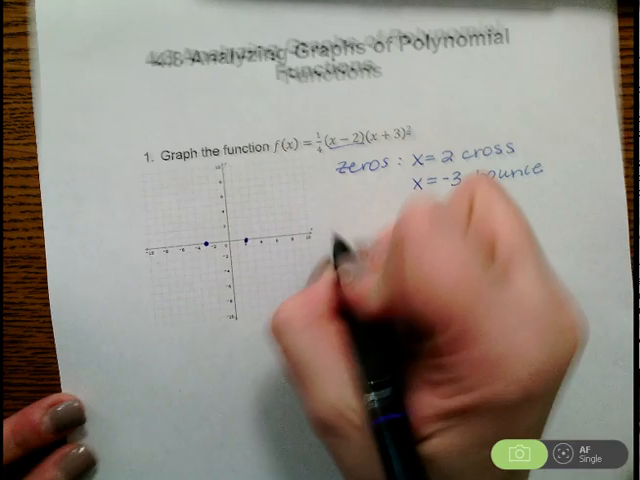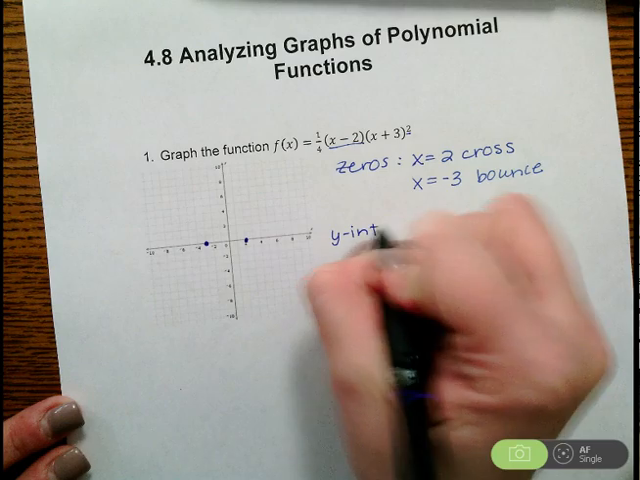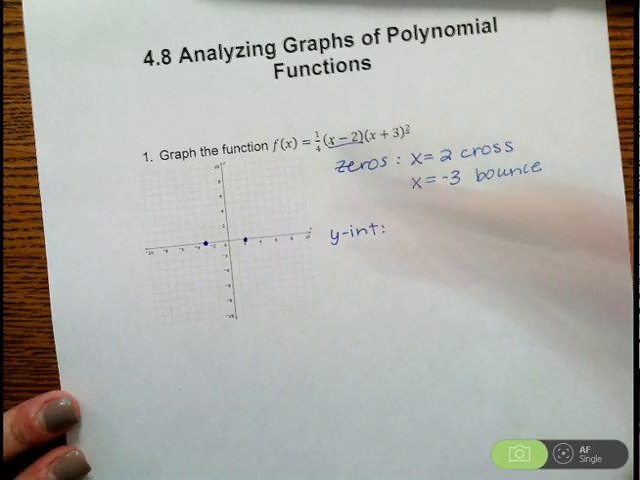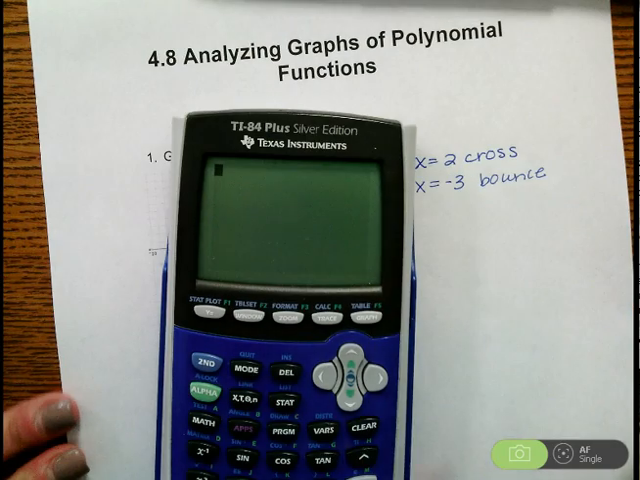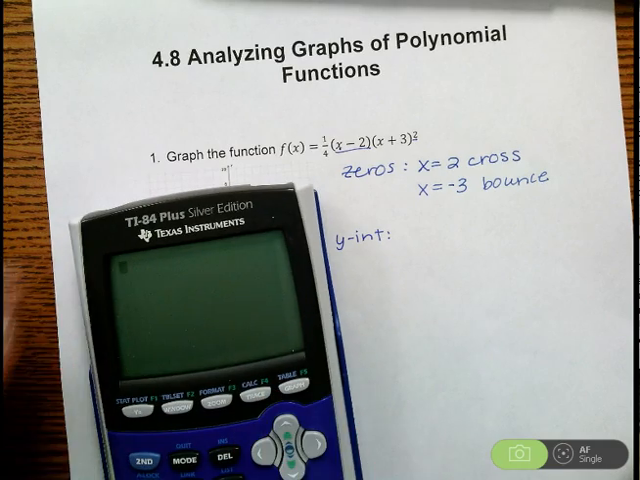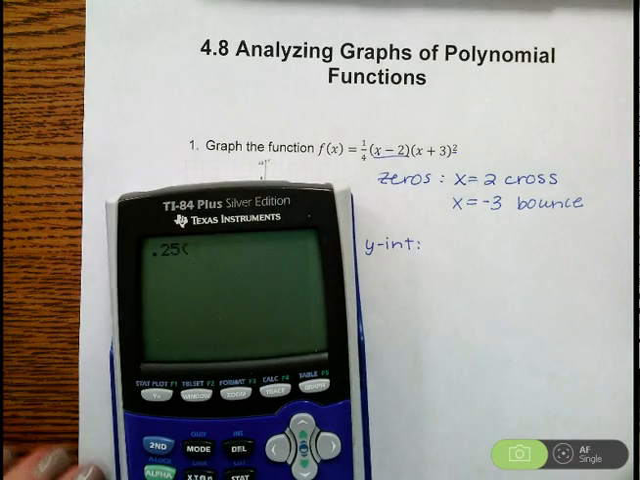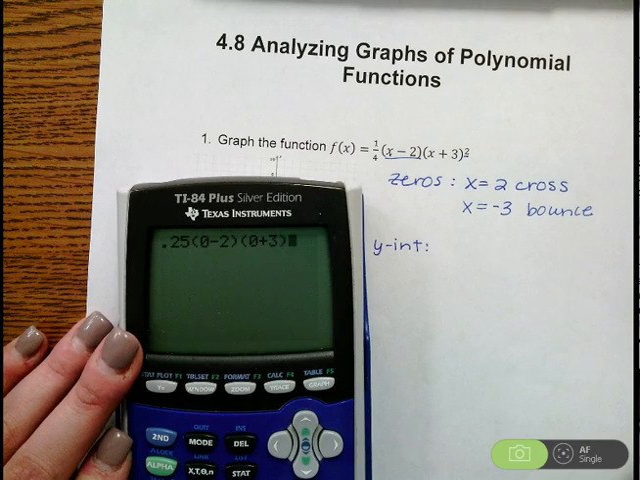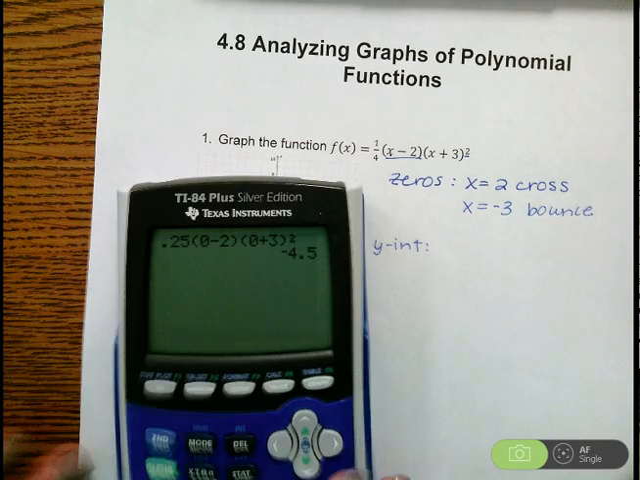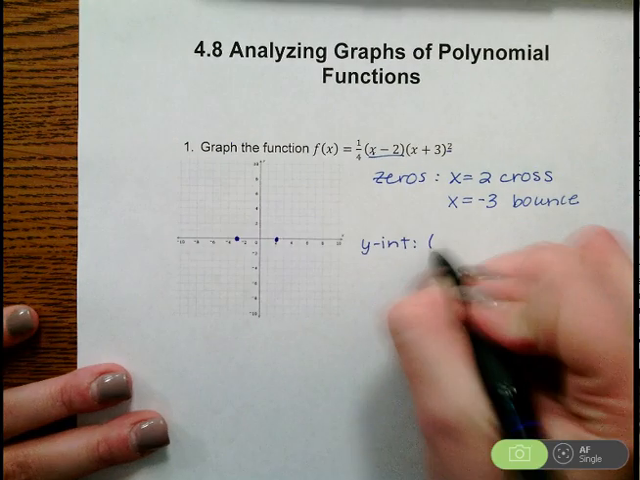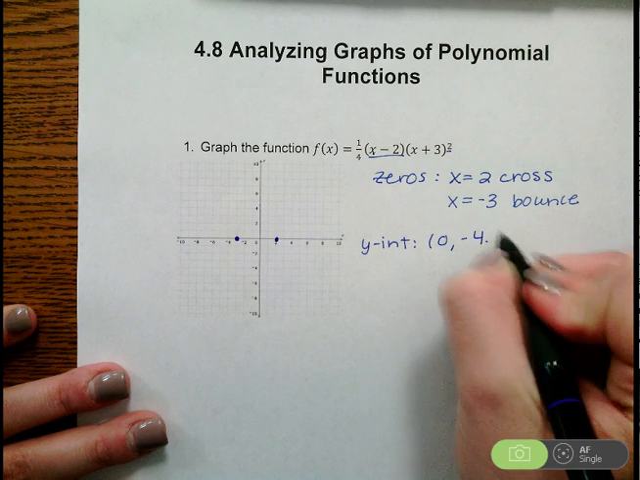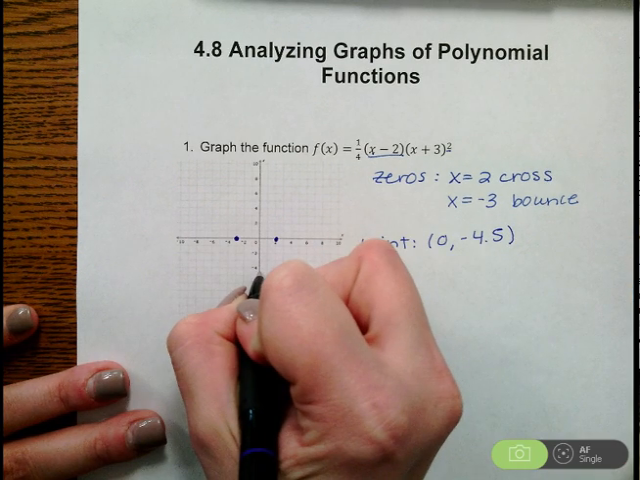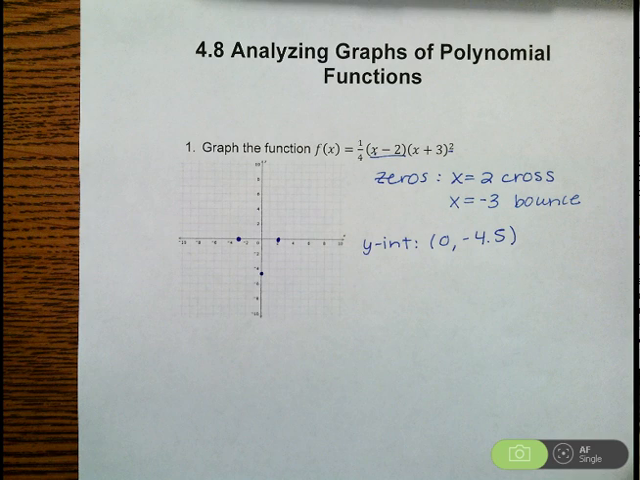Let's talk about the y-intercept now. The y-intercept happens when you plug in 0 for x, so I would just go to your calculator and do that. So 0.25 or 1/4 times 0 minus 2 times 0 plus 3 squared gives negative 4.5. Fantastic. The y-intercept is at (0, negative 4.5), so we go down right there. We still don't want to draw anything quite yet. Just label all your points and then we'll draw it in the end.